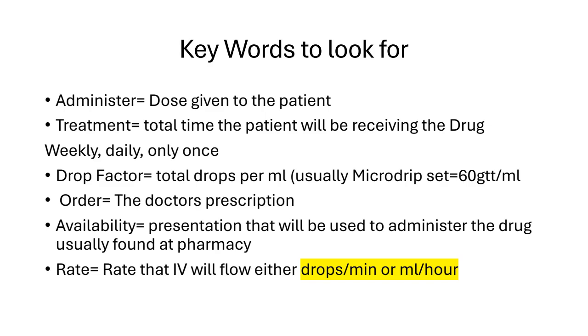Now the other one, the order. Every time you have the order in the problem, that means whatever the doctor prescribed. That's really, really important information in order to solve the problem. Availability is going to be the presentation that the drug will be used and delivered by the pharmacy. So really, really useful. And then the rate. The rate means the IV flow, which is either going to be in drops per minute or in mLs per hour.